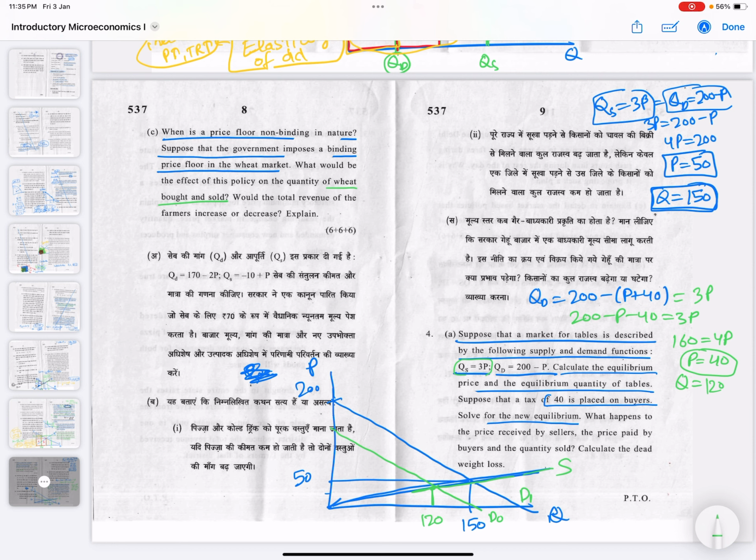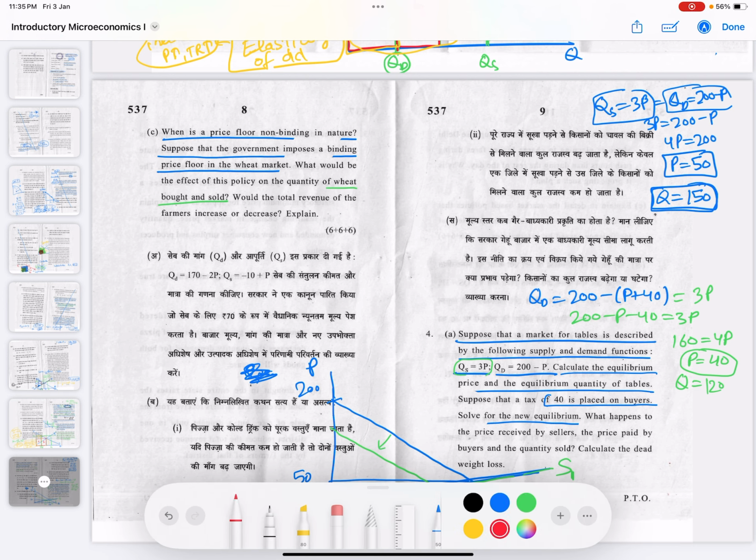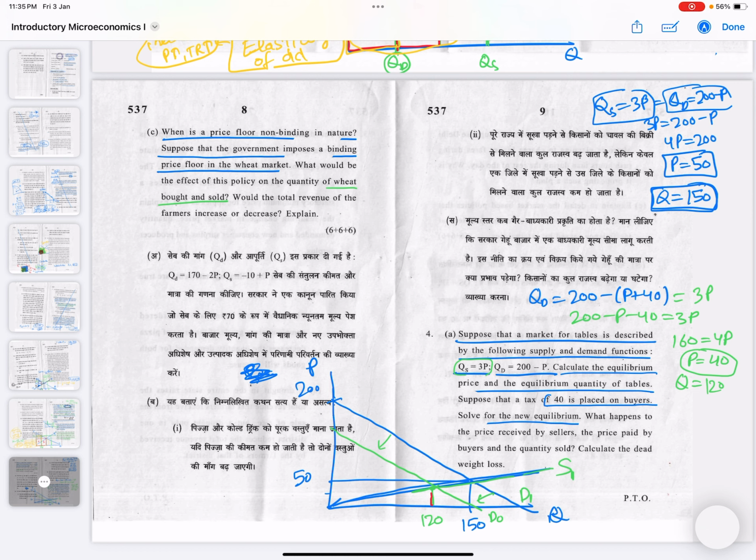The old demand curve is D1, S1 is the old supply curve, and D0 is the new demand curve after the imposition of the tax. Now we have found the quantity. We'll draw a straight line above this. At 120, this quantity intersects the supply curve at the price we've already found, 40. It would intersect the old demand curve at the price where QD is 120, which equals 200 minus P. So the price is coming out to be 80.